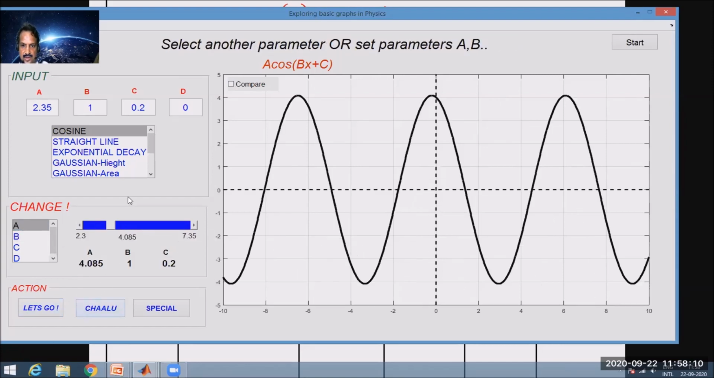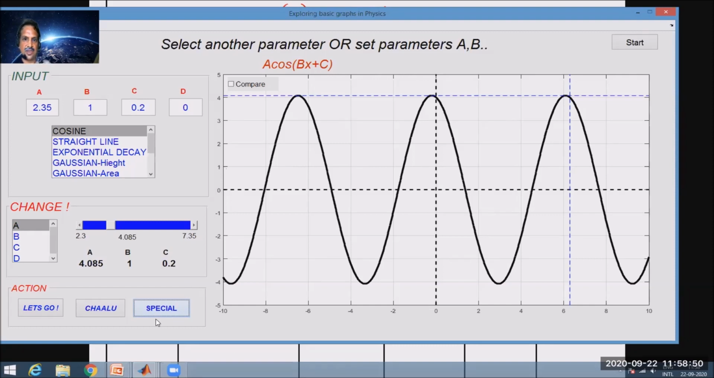Yeah, so this is the cosine function. But here, very quickly, let us look at the special points. Now, where is this? 4.085. 4.085 is the height. It will be referred to as amplitude. B is 1. So in 2 pi of x-axis, how many oscillations? There is one oscillation. And phi, this is 0.2, where this function is starting.